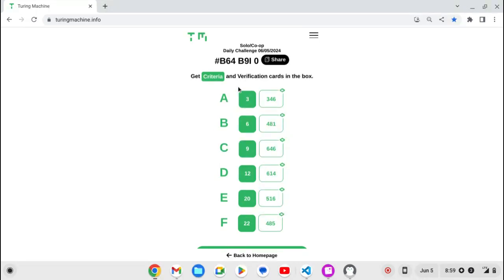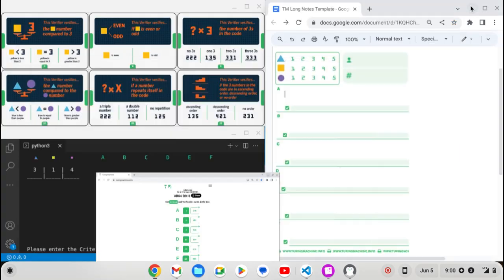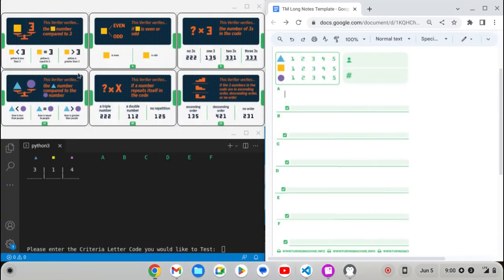So today's puzzle uses the 6 criteria cards of 3, 6, 9, 12, 20, and 22, and uses the green verification cards. And above you'll find the unique identifier for this puzzle today that you can always go on turingmachine.info to search and get more details. Let's solve. So in a grid we've got our 6 criteria cards.